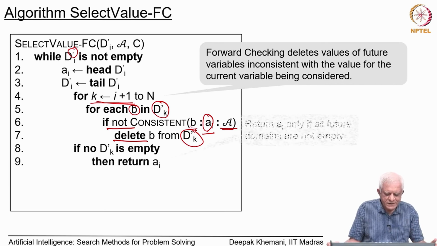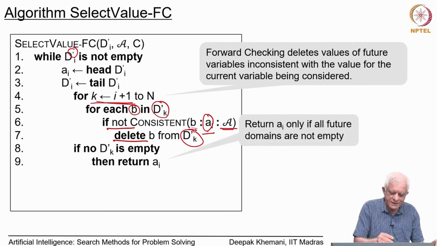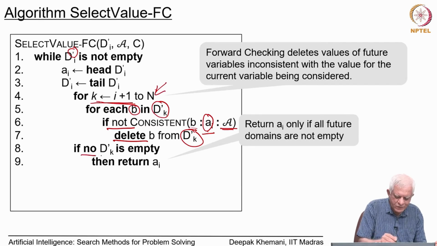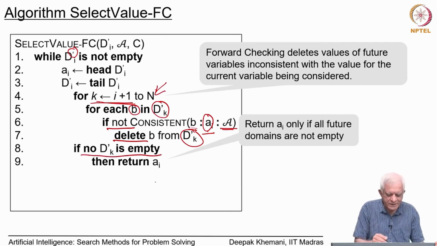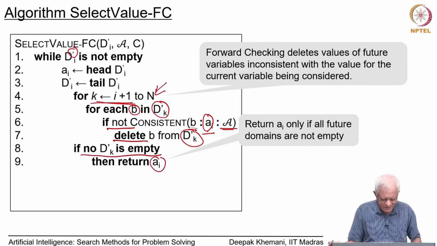After you have done this, if the domain of some variable has become empty at some point, and you can do this efficiently, not in the manner that I have written, you can push this inside the loop a little bit. But what I am doing here is that after you have finished for all the n variables here, if no future domain is empty, then you can just go ahead and return this value ai.